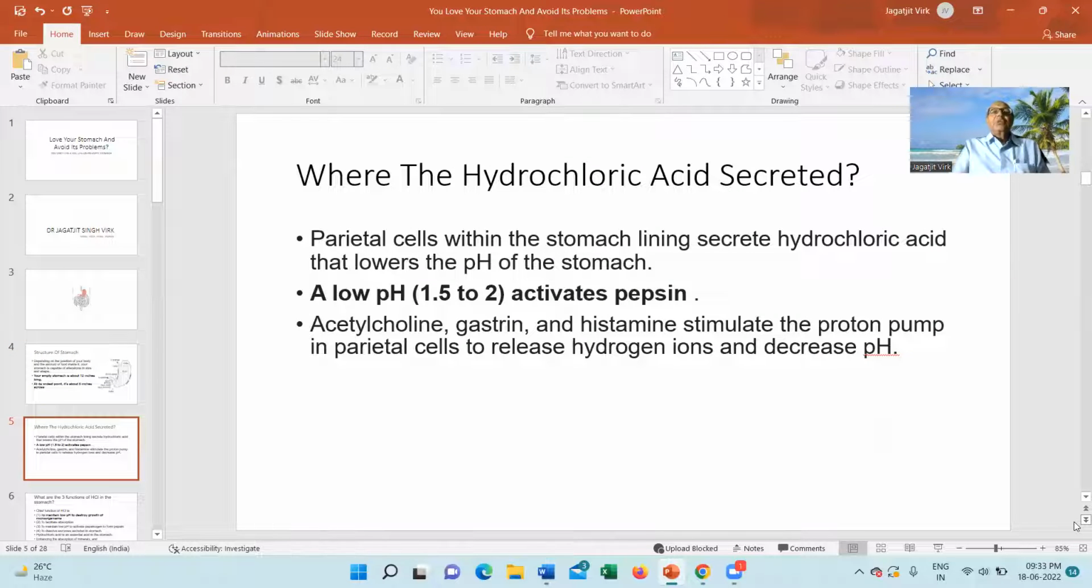Where is the hydrochloric acid secreted? Parietal cells within the stomach lining secrete hydrochloric acid that lowers the pH of the stomach. A low pH of 1.5 to 2 activates pepsin. Acetylcholine, gastrin, and histamine stimulate the proton pump in parietal cells to release hydrogen ions and decrease pH.